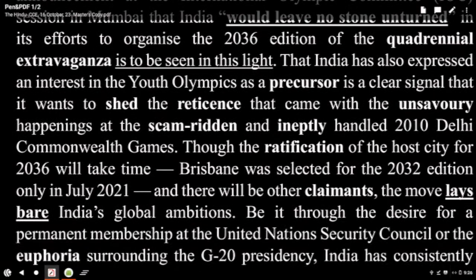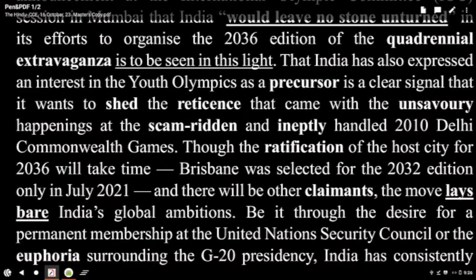And it shows that it wants to shed the reticence. Shed means get rid of. Reticence: all these days they have been calm, they did not say a single word. It wants to come out of that reticence. Why were they silent? Why were they reticent? Because of the unsavory happenings at the time of the Commonwealth Games.